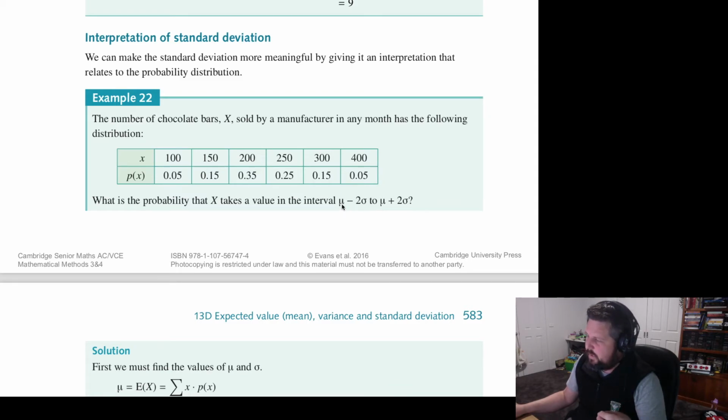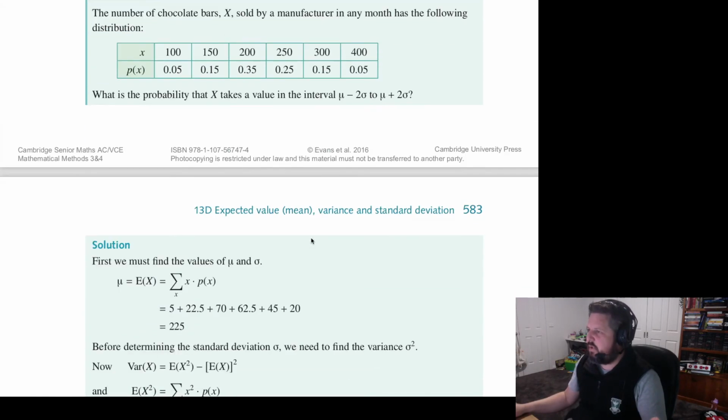you've got mu, or the mean, take away 2 standard deviations. So it's basically saying, you've got the mean value in the middle. This is 2 standard deviations below that mean. This here means 2 standard deviations above the mean. So it's asking what's the probability that X is going to be in between each of those. So here's how you go about calculating it.